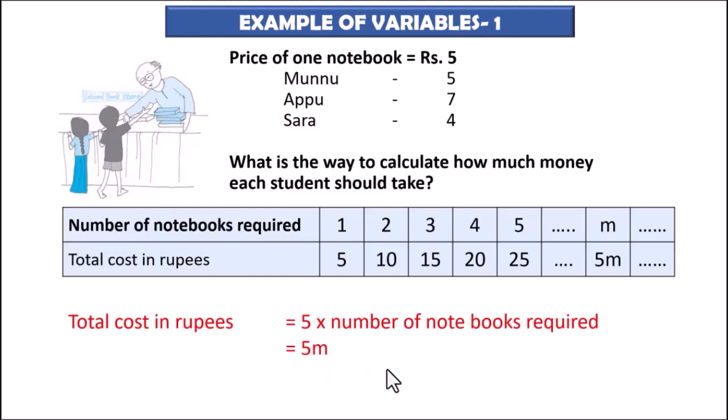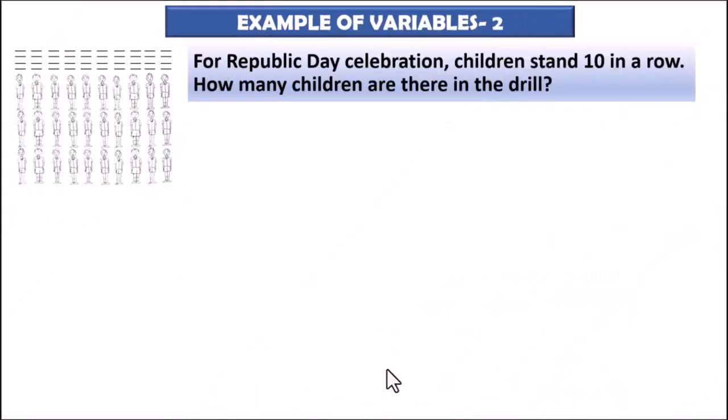Now we will go to another example. For Republic Day celebration, children stand 10 in a row. How many children are there in the drill? Now you see in the figure here, children are standing in a row. It is given that there are 10 children in a row, but the number of rows is not given, and it is asked how many children are there in the drill. But unless the number of rows is given, you cannot find out how many children there are.